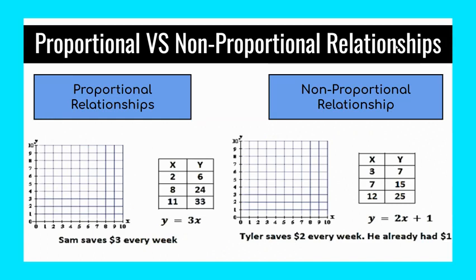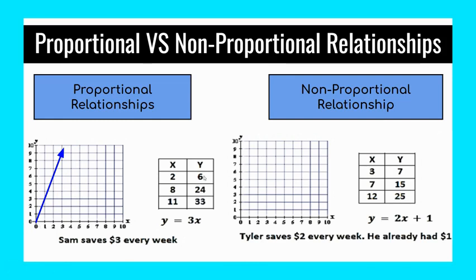So proportional relationships. Sam saves $3 every week. Well, to me, that means at week 0, he has no money. We don't know any information that he already has money, so he has $0 at week 0. Well, after 1 week, if I save $3 every week, I have $3. After 2 weeks, I have $6. After 3 weeks, I have 9, and so on and so forth. So y equals 3x, because every week I save $3. I'm not adding anything, and the line started at 0, 0.